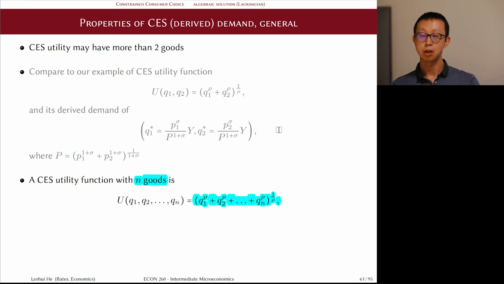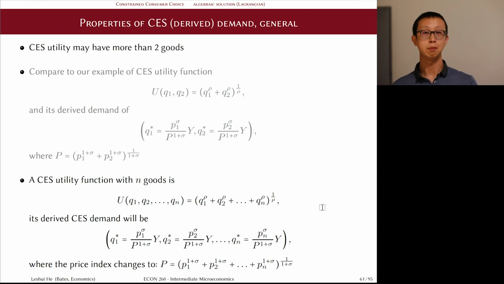So instead of summing up the quantity of two goods, each raised to the power of rho, we're just going to sum up the quantity for each and every good, from good 1 to good n, each of them raised to the power of rho. And then at the end, we're going to raise the entire sum of all such quantities to the power of 1 over rho. And that's exactly the same as we had for two goods.